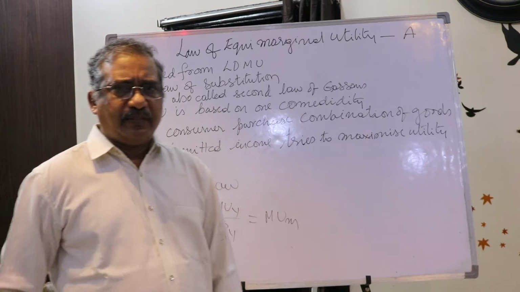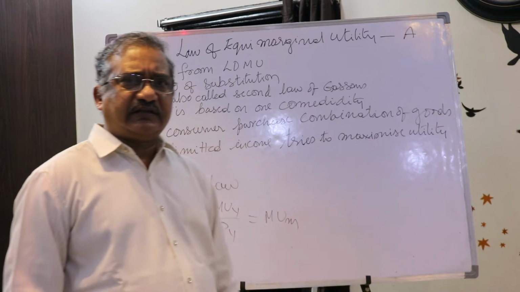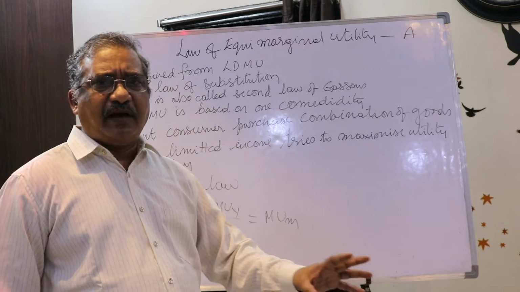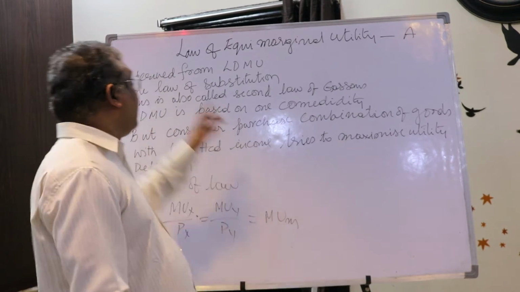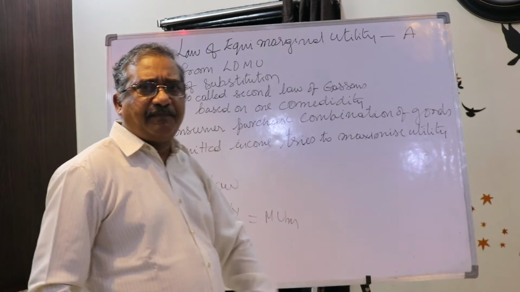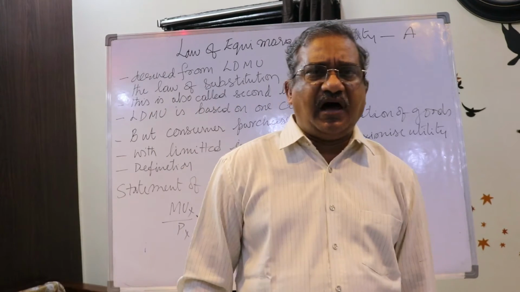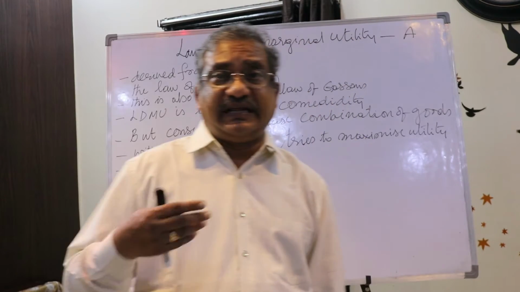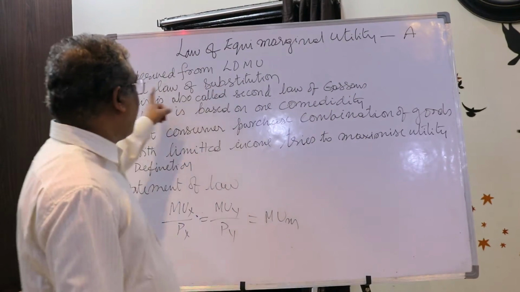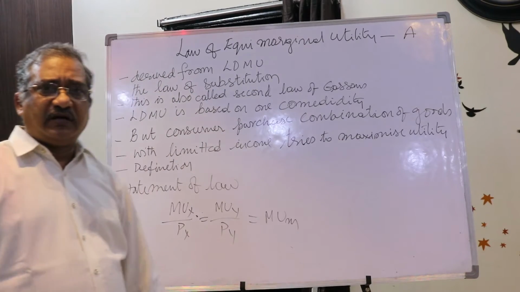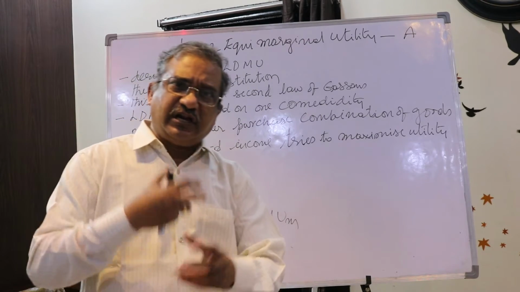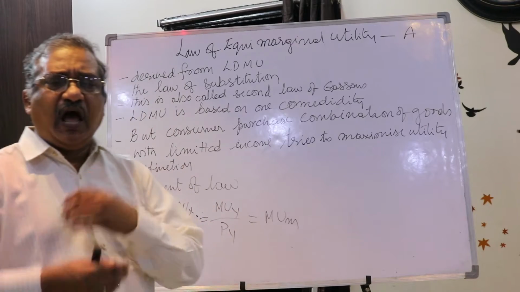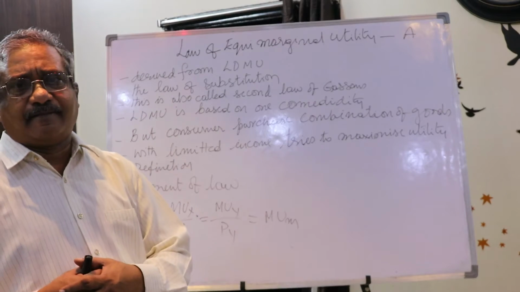Now, today I am going to discuss the law of equi-marginal utility. Previously I discussed the law of diminishing marginal utility. The law of diminishing marginal utility is explained with only one commodity. If a consumer is continuously consuming any one commodity, how does his behavior change?